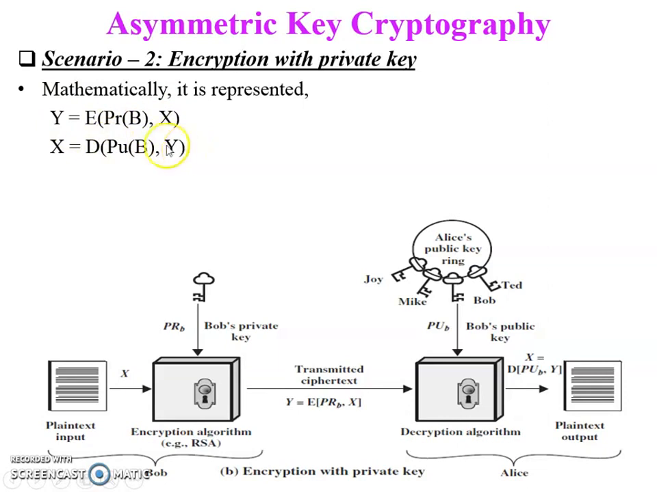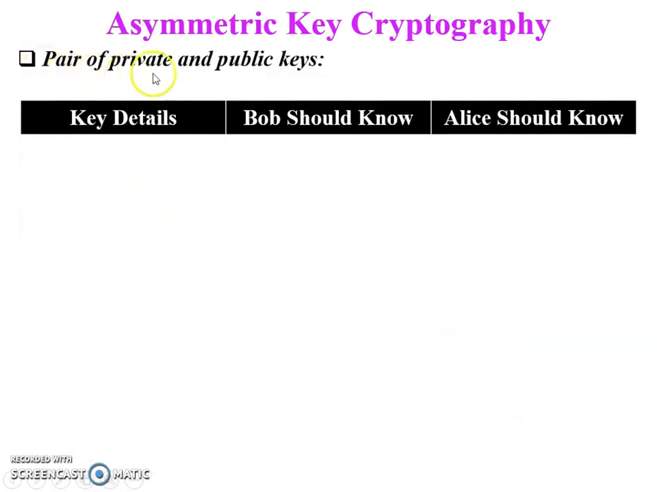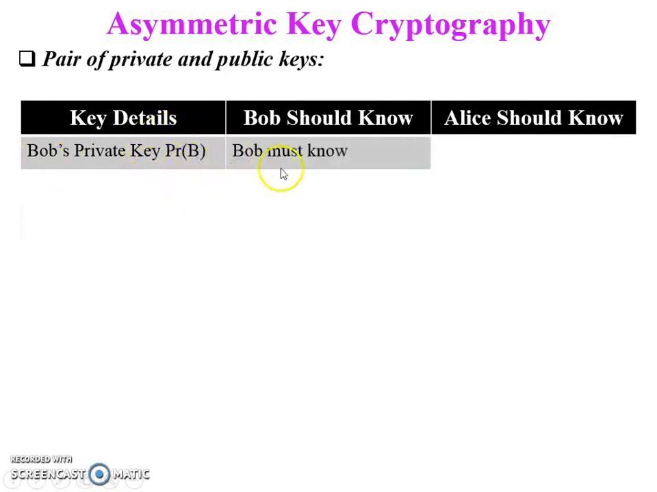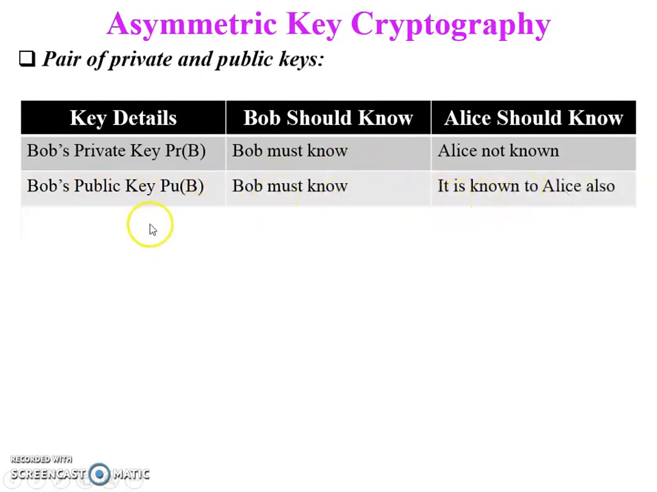Mathematically this scenario is represented as public key of A, PU of A, and the other input is the original plaintext X, and it is encrypted by the encryption algorithm, and it generates the ciphertext Y. In the decryption process, D is the decryption algorithm. In the decryption process, one input is Y, the ciphertext transmitted by Bob, and the other input is the private key of Alice, so PR of A. So this is the decryption process and it generates the original plaintext X. Now you can see PU A is equal to Alice's public key and PR A is equal to Alice's private key.